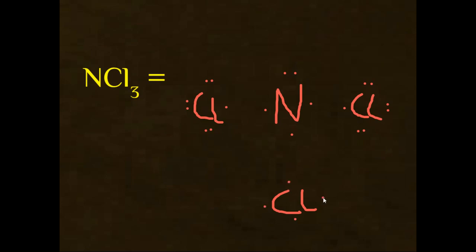1, 2, 3, 4, 5, 6. Again, I want the single one facing the middle, so 7. Then we're going to connect the single dots. So this is what it's going to look like in the end.